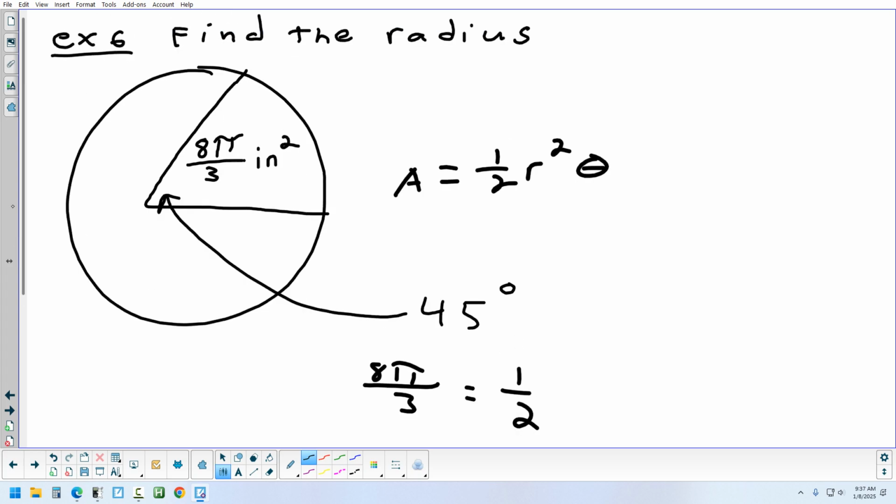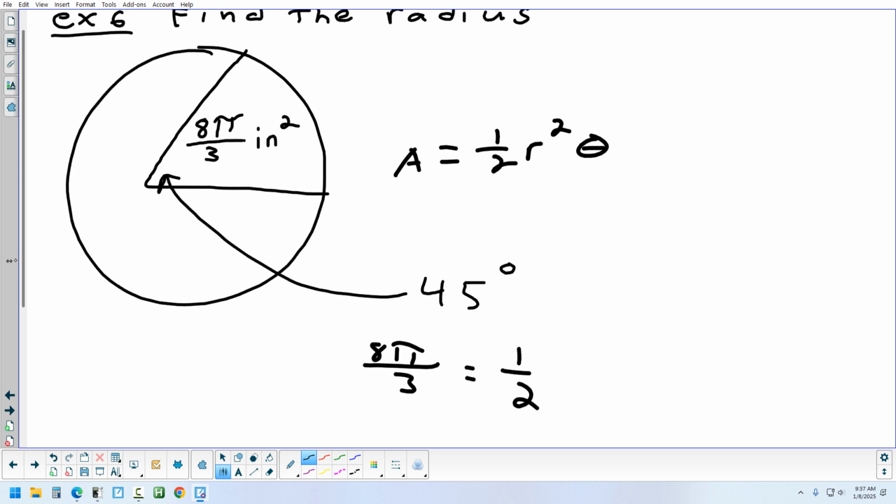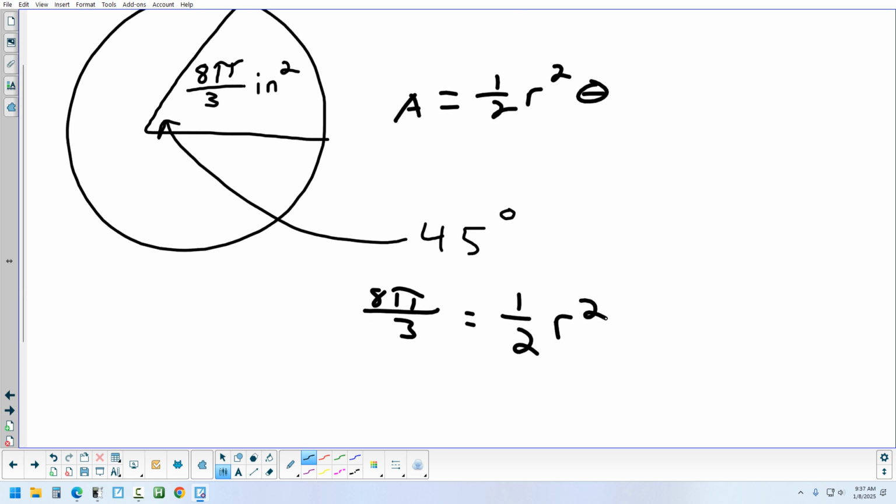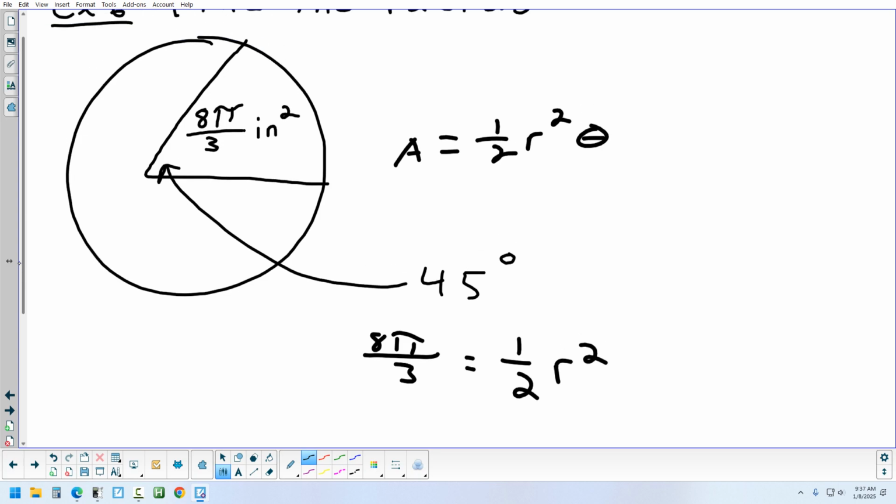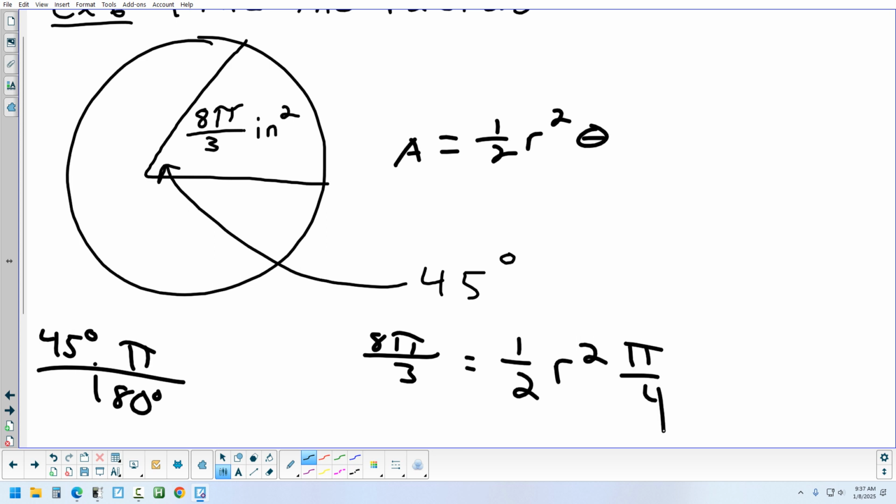What are we filling in for the r? We don't know. So we're going to leave that. And what are we filling in for the angle? 45. Or no, we have to convert that to radians. Yes. So the angle is 45 degrees, but just remember to convert that over to radians. And when you simplify, what are you going to get for an angle? Pi over 4. Yep, pi over 4.